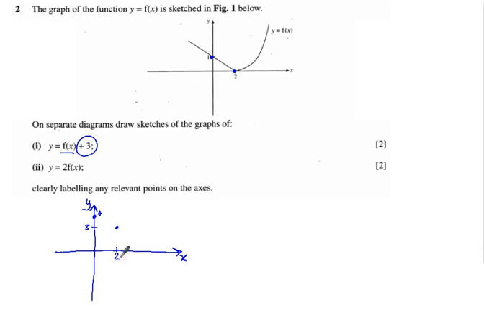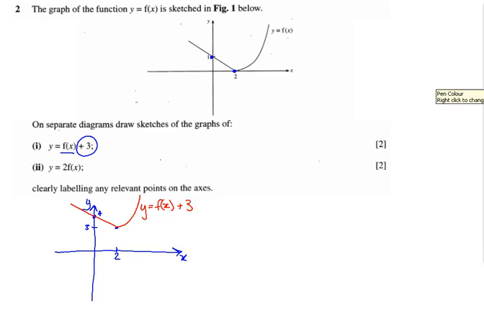Apart from that, the graph looks exactly the same, so we should sketch it in exactly as it is, and then it's a curve up like so. And just label it y equals f of x plus 3.